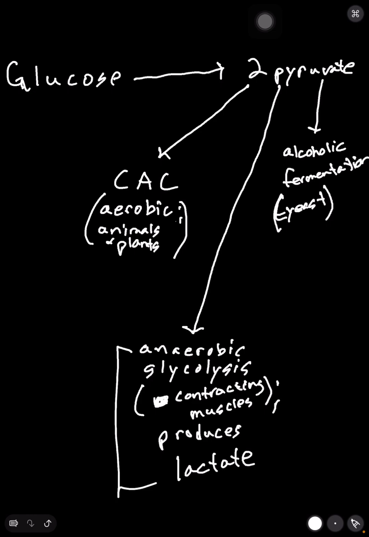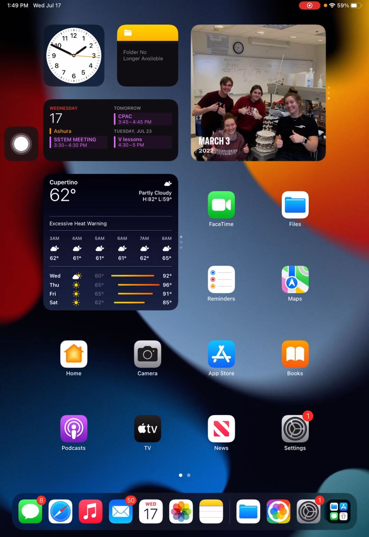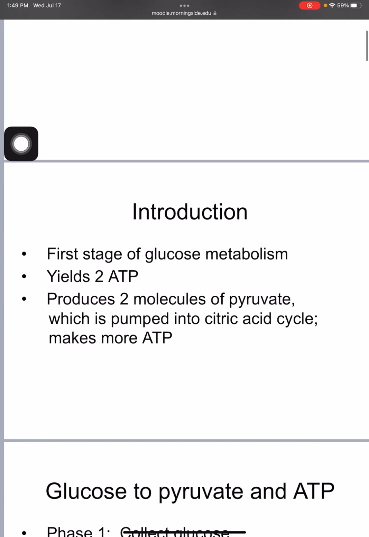We're going to focus primarily on this part of it right here, the preparation of pyruvate for entering the citric acid cycle. We might touch on the other ones a little bit along the way. All right, so let's get into it.